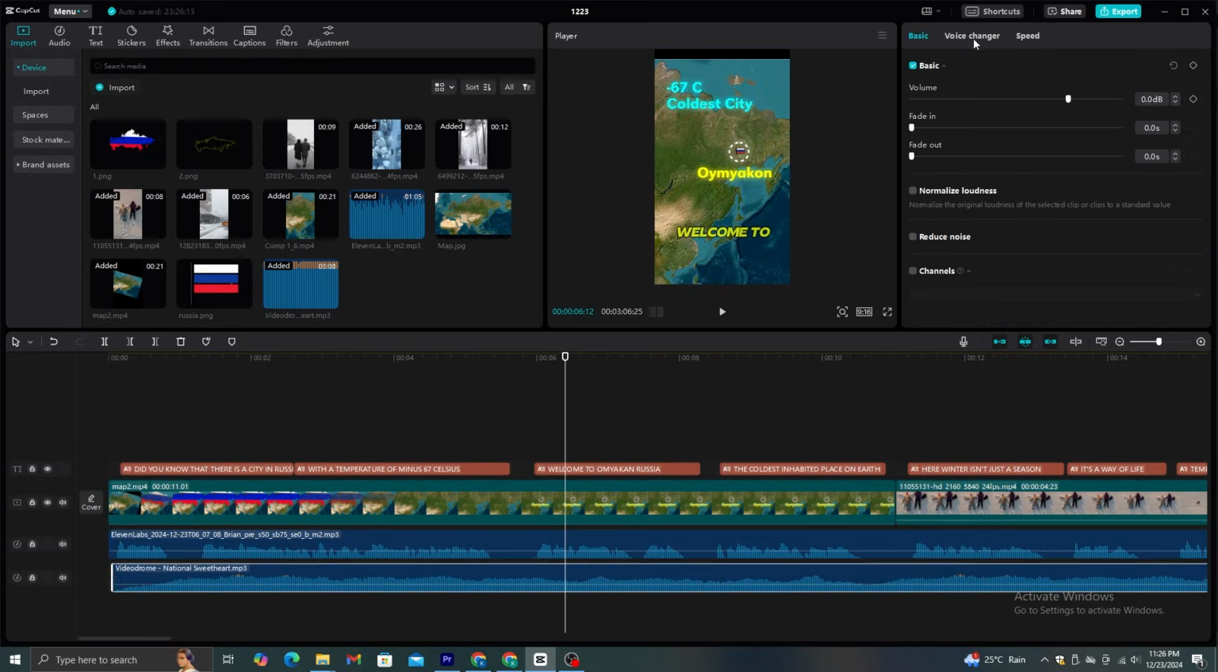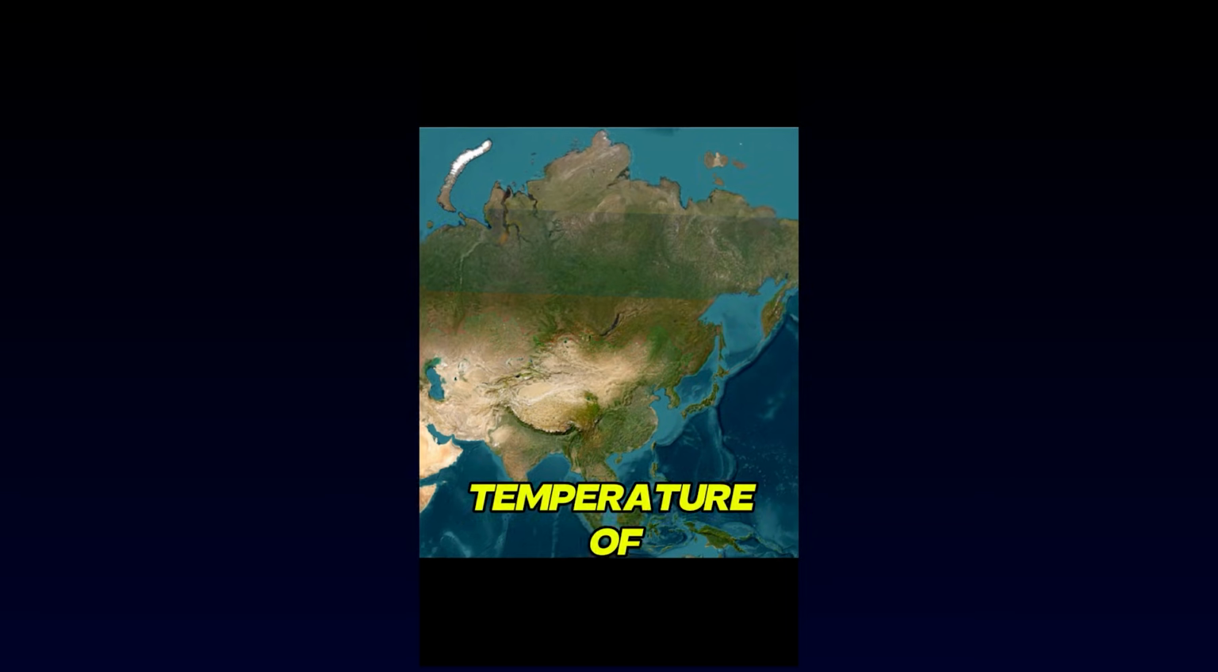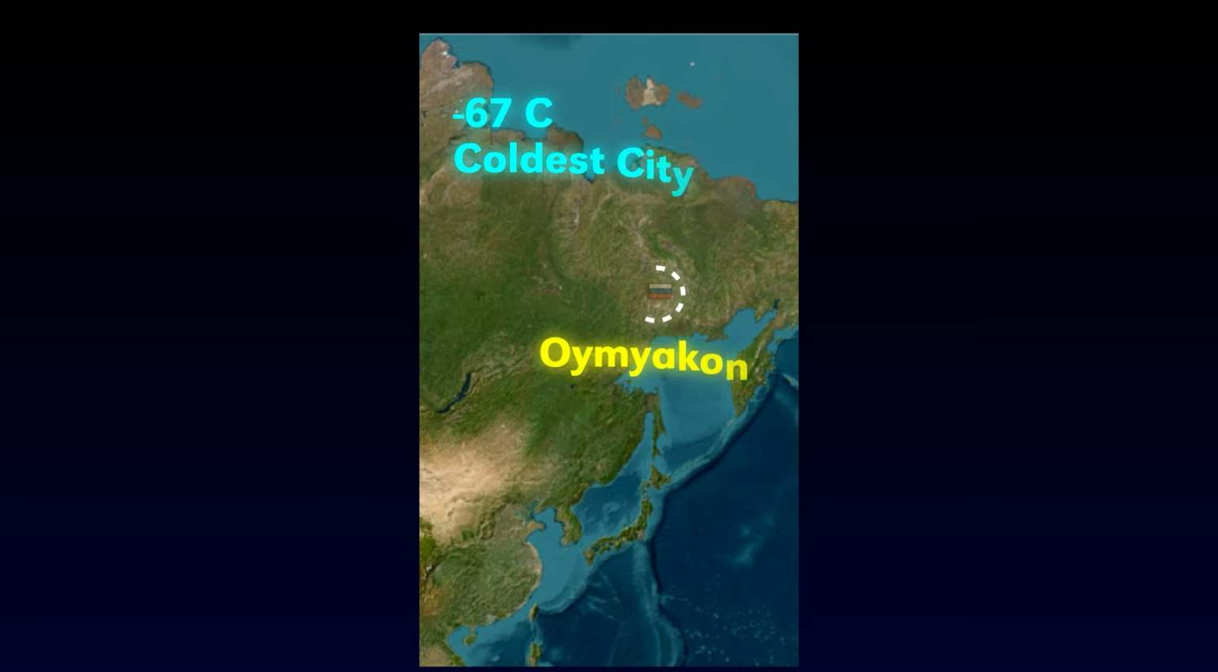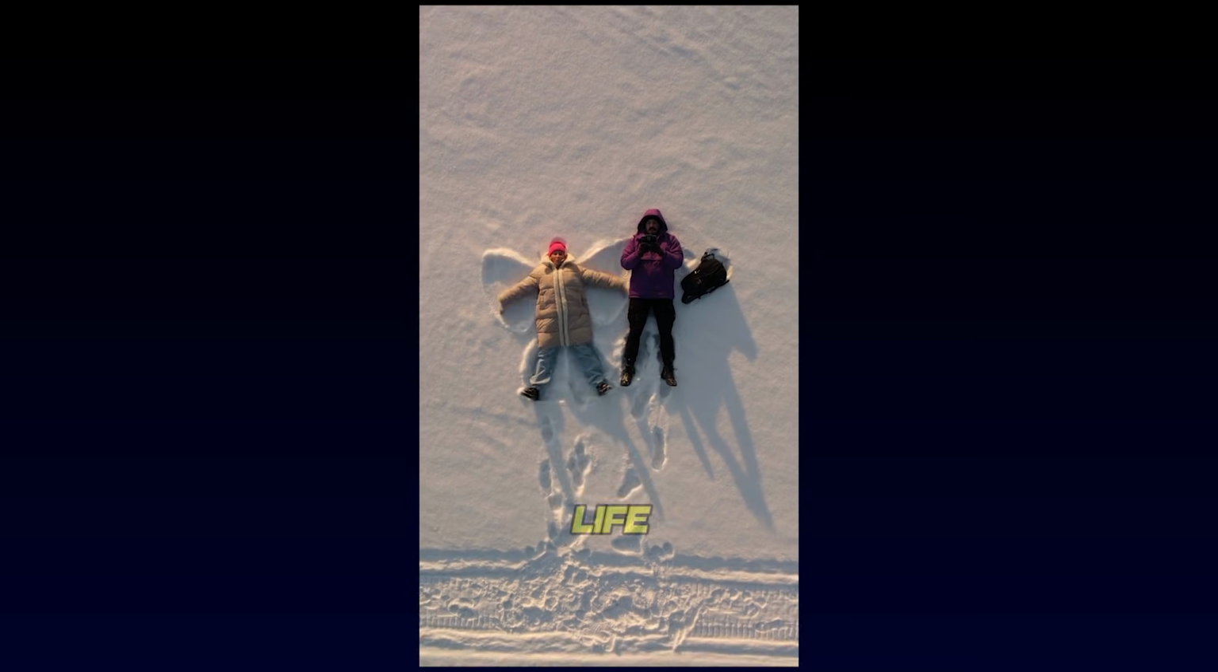Your video is ready. Did you know that there is a city in Russia with a temperature of -67 Celsius? Welcome to Oymyakon, Russia, the coldest inhabited place on Earth. Here, winter isn't just a season, it's a way of life.